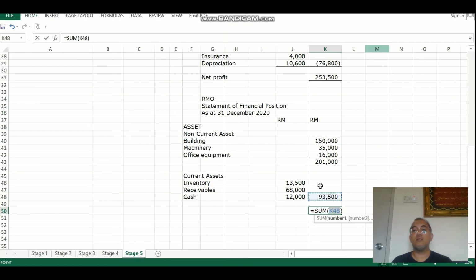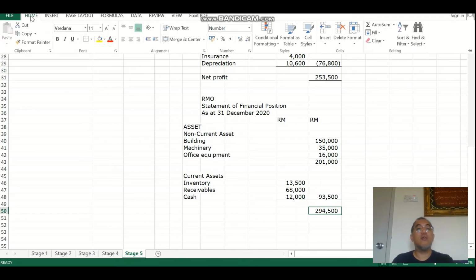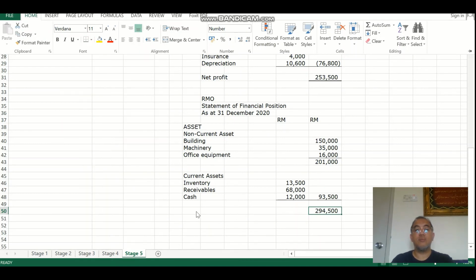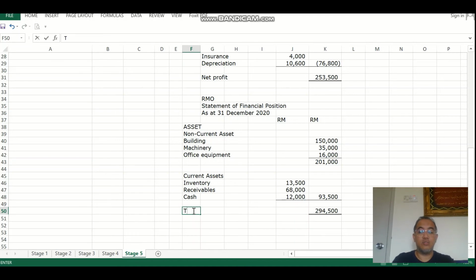Okay, now how much is our total asset? So I just take the total asset from my non-current asset plus my current asset. So I have 294,500. Okay, so let me put this two bottom line over here, and this is my total asset. Okay. So remember, we need to balance with our liability and equity because this is accounting equation. Asset equals to liability plus equity.